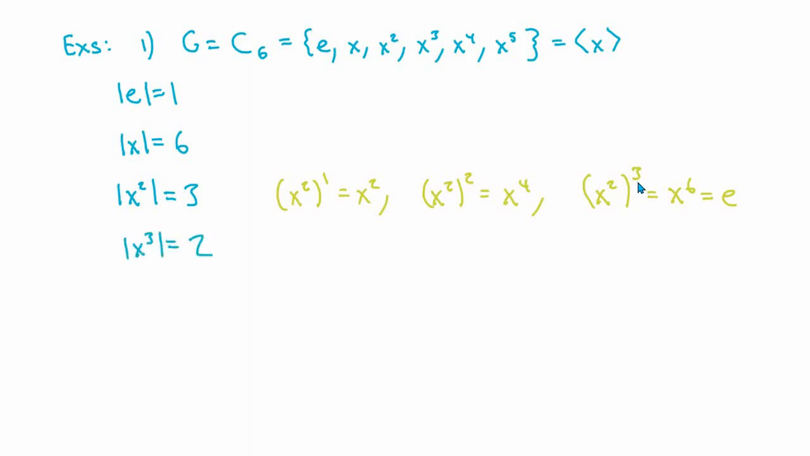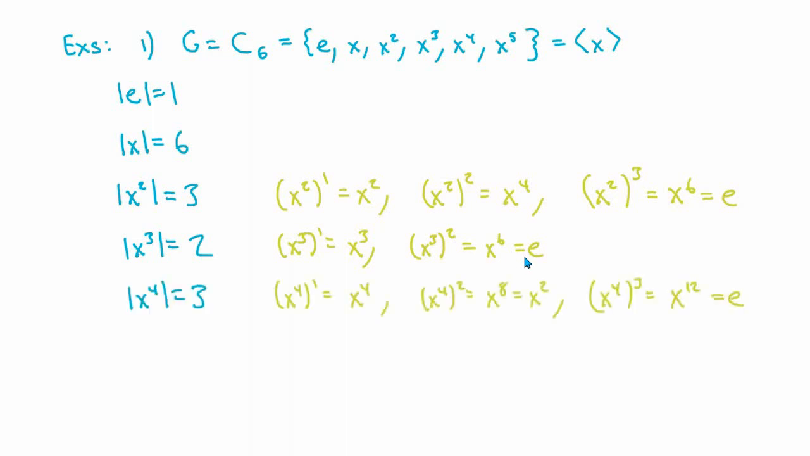Now similarly, it's not difficult to see that the order of the element x cubed is 2, since x cubed to the first is x cubed, but x cubed squared is the identity. And continuing in this way, we work out that the order of x to the 4th is 3, and the order of x to the 5th is 6.